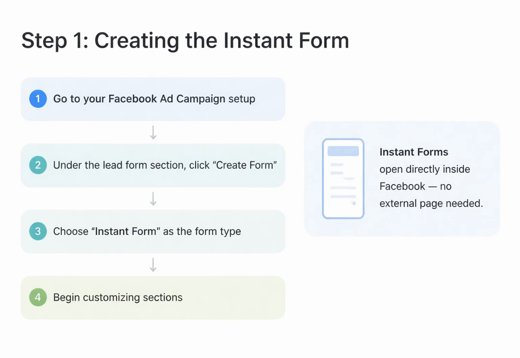Inside your Facebook ad campaign, you navigate to the Form section and click Create Form. You then select the Instant Form option. What makes this special is that the form opens right inside Facebook. The user never has to leave the app, which dramatically reduces friction and increases the chance they'll actually fill it out. This is what makes instant forms so effective for lead generation.